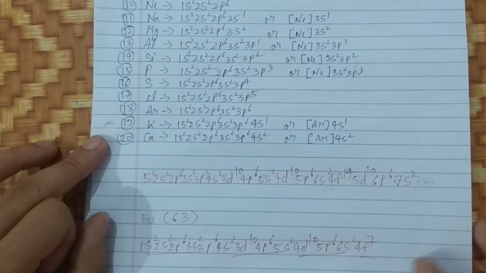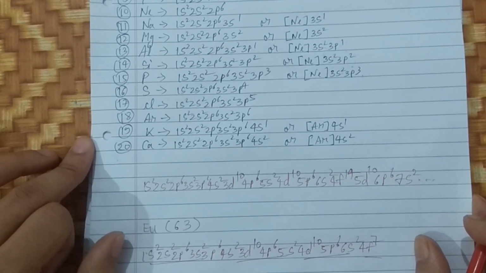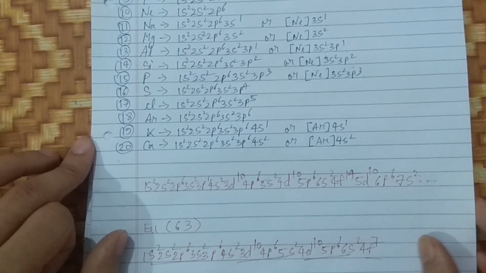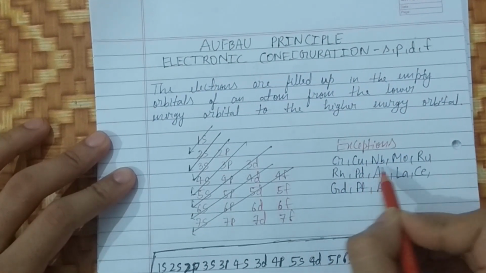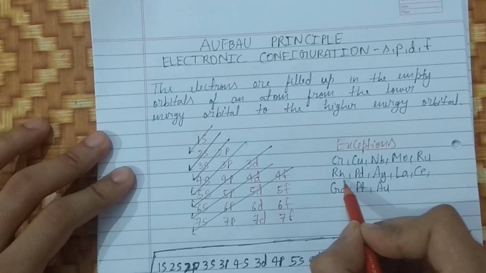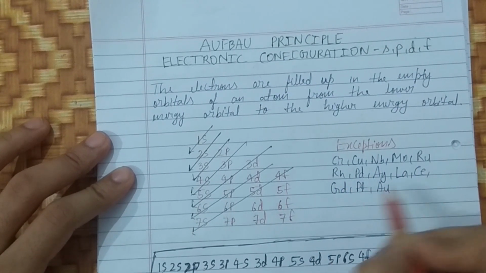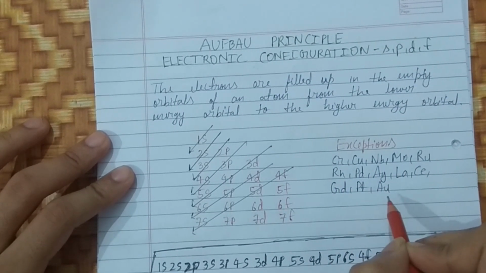But always keep in mind the exceptions. There are a few exceptions in this. Let me tell you the exceptions which don't follow the above principle. They are chromium, copper, Nb, Mo, Ru, Rh, Pd, Ag, La, Ce, Gd, Pt and Au.